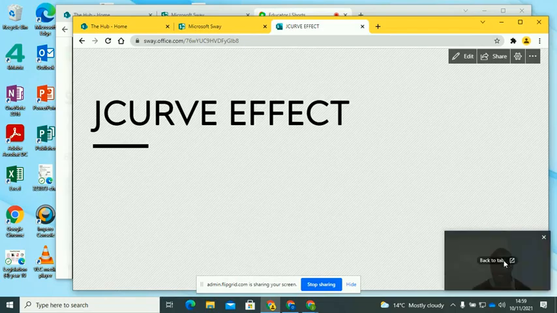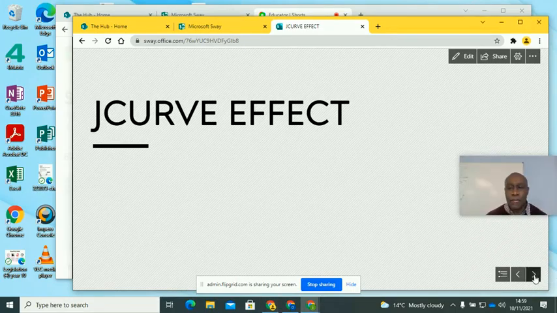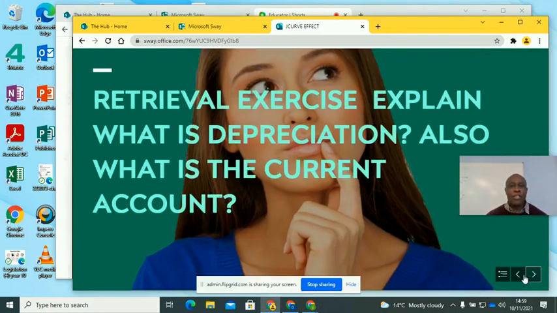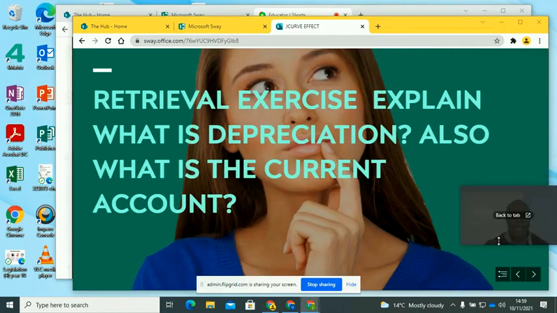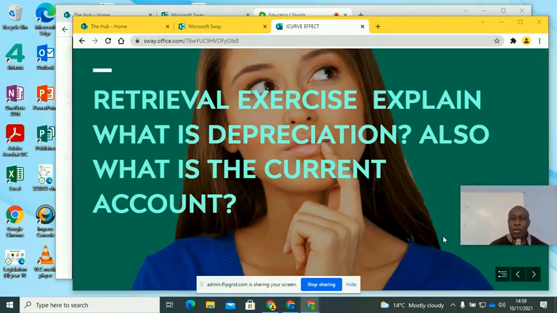So let's go straight into it. Okay, let's go straight into the J curve. Right, first, I've got a question for you though. Retrieval exercise. Explain what is depreciation. So stop the video now and write down what you understand by depreciation. At the same time, also write down what you understand by the current account. So pause the video and do that.